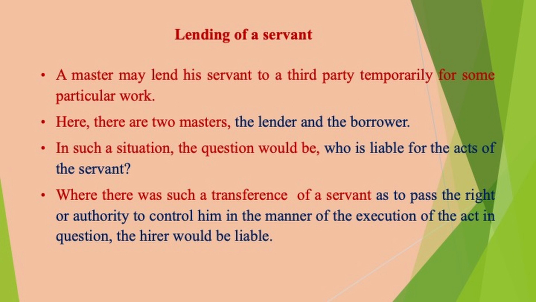When a master lends his servant to a third party temporarily, whoever has authority over the servant to control the manner in which he has to do the act would be the master. Now, if the hirer takes the control, he would be the master. If the original master retains the control, he would continue to be the master of such person.